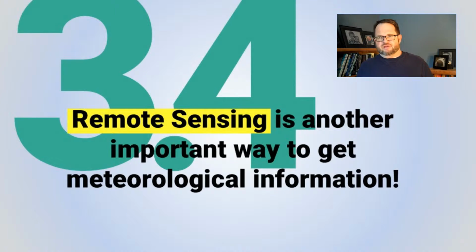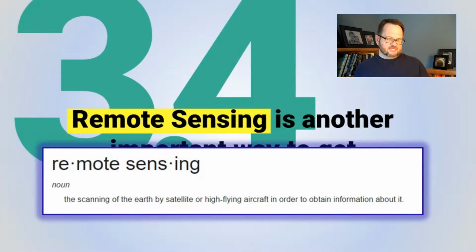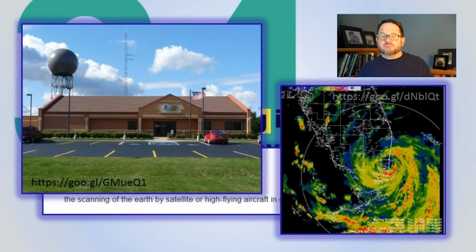Now, if you just pull up a definition of remote sensing, you get that it's the scanning of the Earth by a satellite or high-flying aircraft in order to obtain information about it. I don't like that definition at all because it excludes a bunch of things that are great examples of meteorological remote sensing. There's a radar inside of that big dome that you see at that National Weather Service office over there on the left.